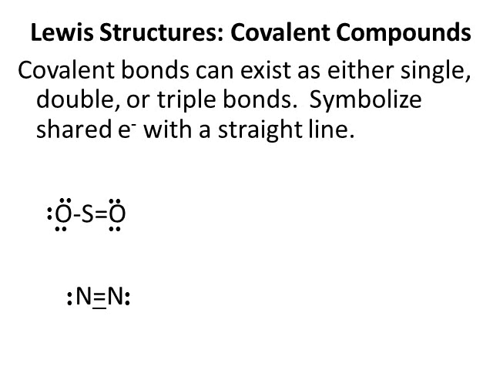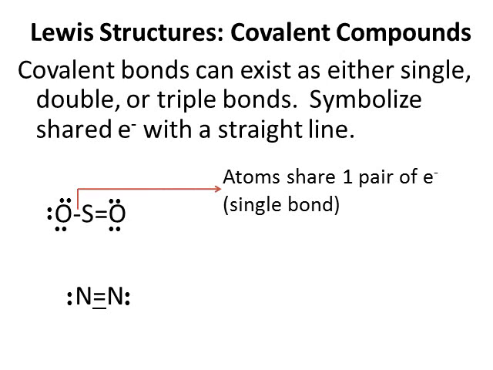So how do we draw a Lewis structure for a covalent compound? Covalent compounds have either a single, a double, or a triple bond. Now, each individual line represents one pair, a pair being two electrons that are being shared. So this bond has one line, so we are saying that atoms share one pair of electrons. So one line represents two electrons, and this is a single bond.